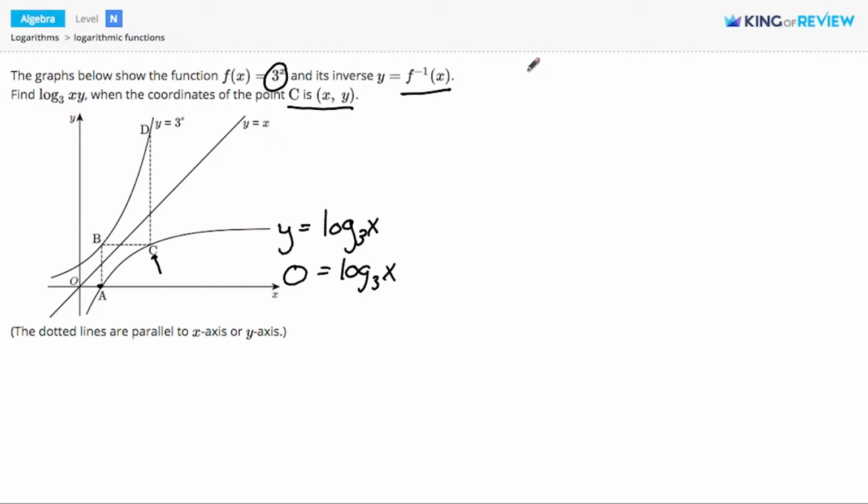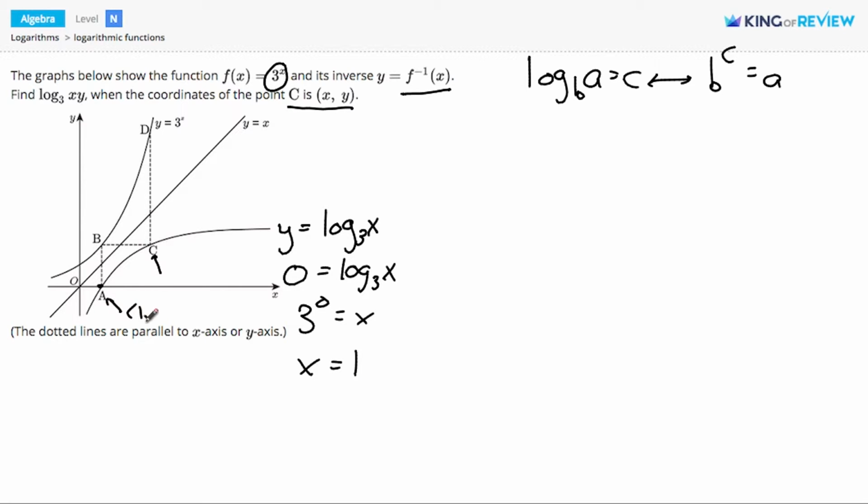So we're going to need this property. When we have the log base b of some number a, and that's equal to some number c, we can rewrite this as b to the c power equals a. Using that property in this equation, we get 3 to the 0 power equals x. Any number to the 0 power is equal to 1, so A must be the point 1, 0. Well, we can use that to figure out point B.